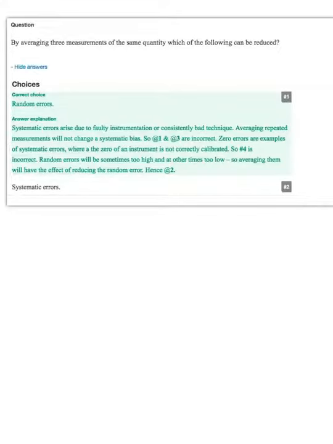By averaging 3 measurements of the same quantity, which of the following can be reduced? Basically, there are two types of errors, systematic and random. A systematic error will occur by the same amount every time you take the reading. So it doesn't matter how many times you take that reading, it's always going to show up in your average. A random error, if it happens once, by taking more and more readings and averaging, you will reduce the actual value of that error.